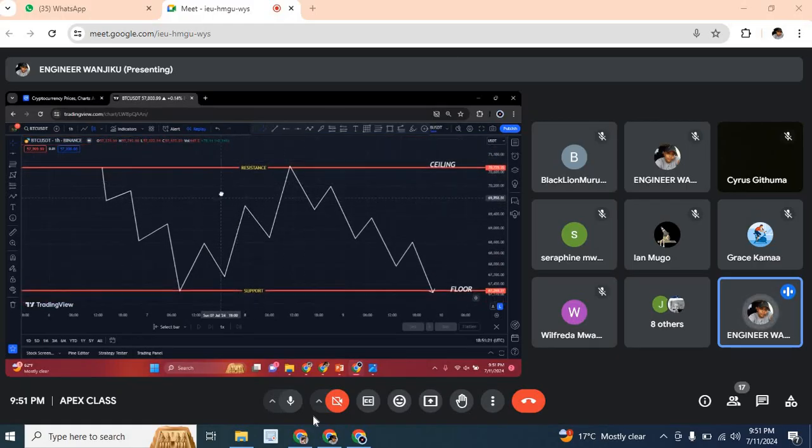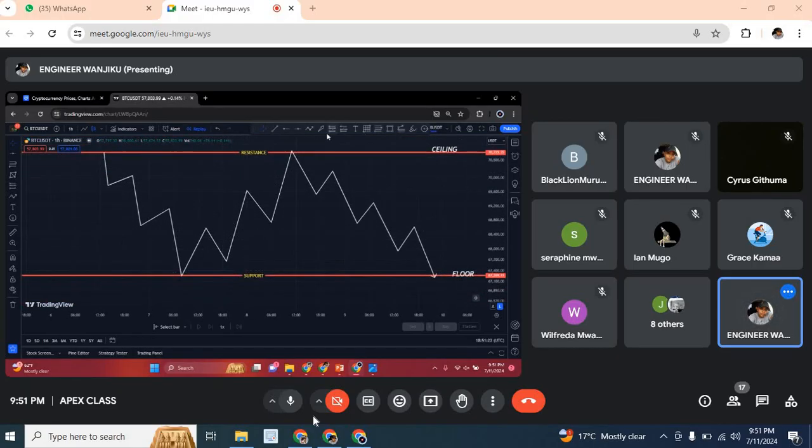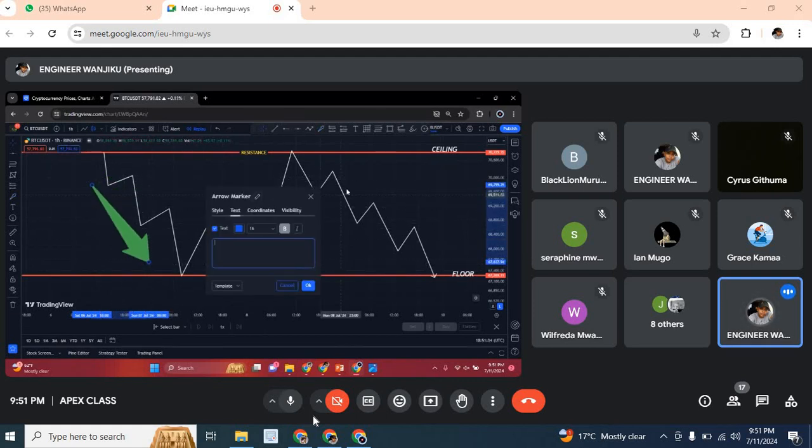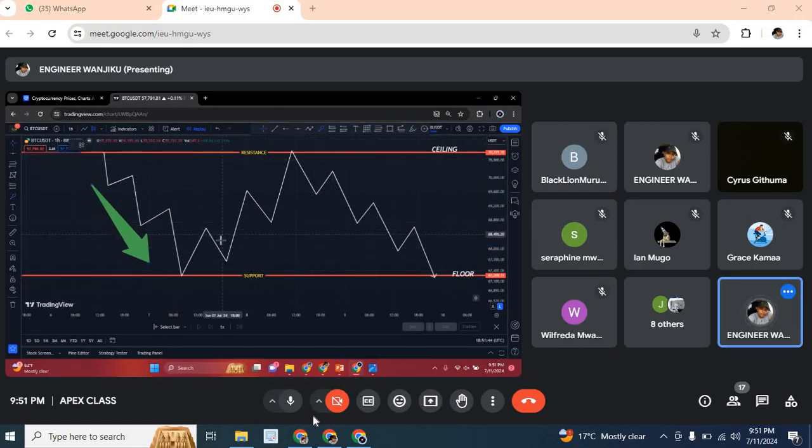There are two ways you can define the support level. The first way is that the support level is a zone to which we expect a downtrend to come to an end. Or you can define it as a zone to which we experience buying pressure. Remember, after hitting the support, the market goes up.